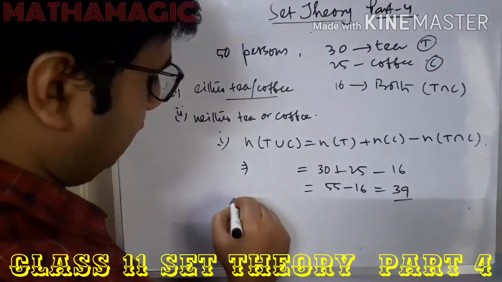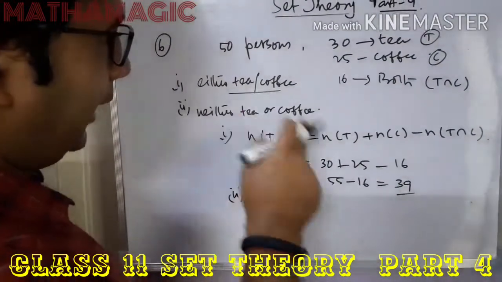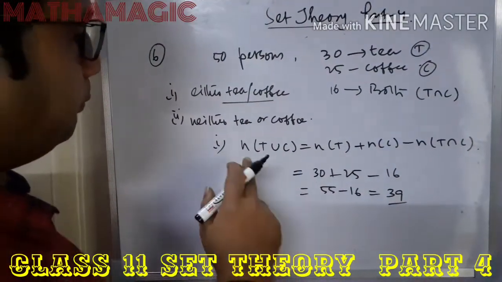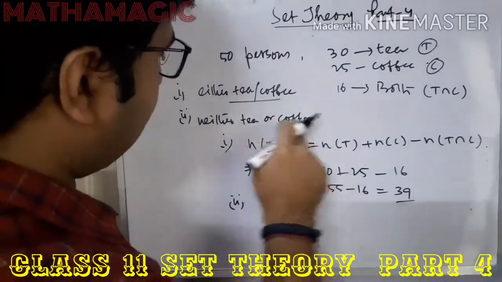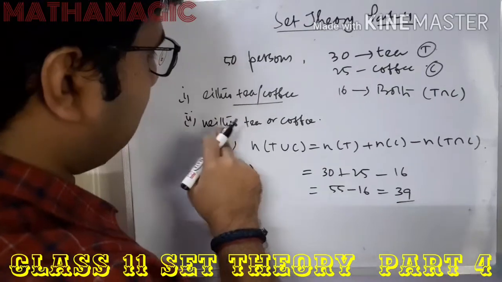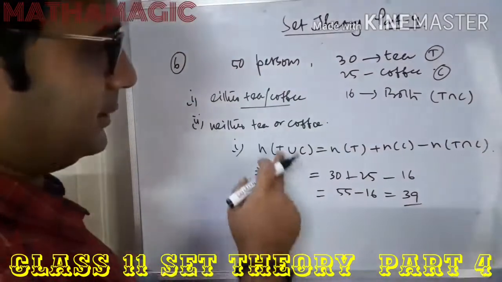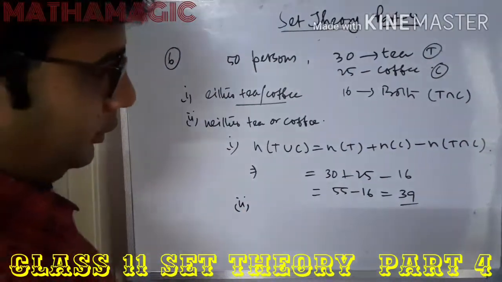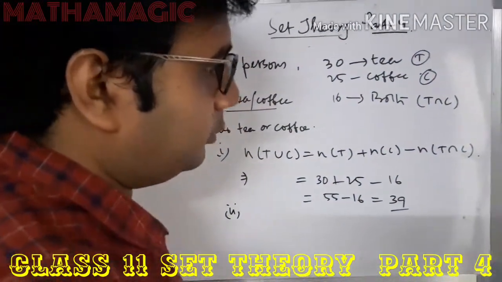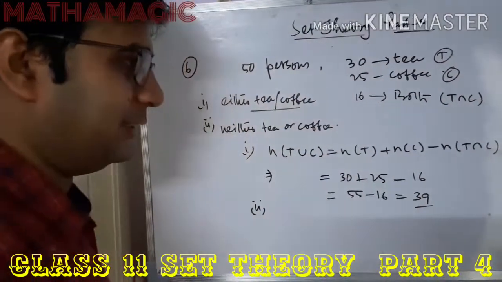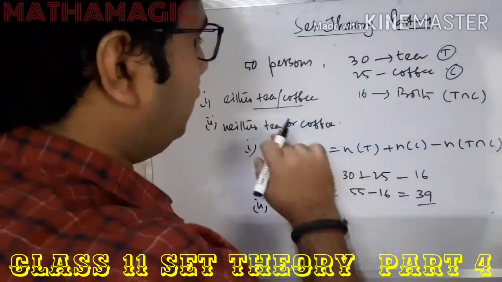Now we are done with the first part. Now we have to calculate the people who don't drink any of these, that is tea or coffee. So be very careful about calculating this. Many students make the mistake that they just find tea or coffee.